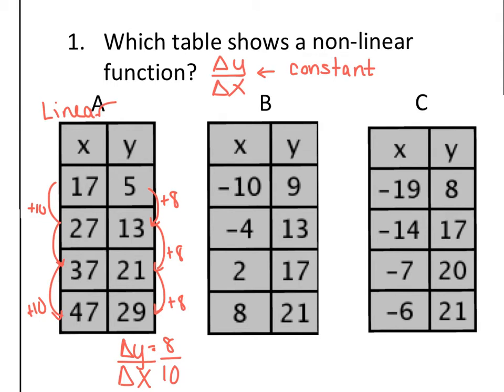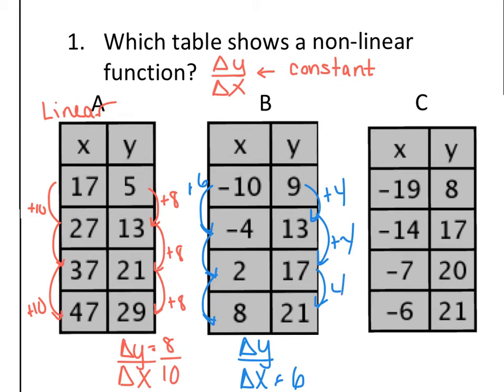And I check the next one. This one is going up by 6, again up by 6, and again up by 6. So my change in x, my bottom value, would be 6. Let's check our change in y. This goes up by 4, again 4, and again 4. So my slope is 4/6, or 2/3. So it's constant, so this one is also linear. So it must be my third one that's not linear, but let's actually identify it.